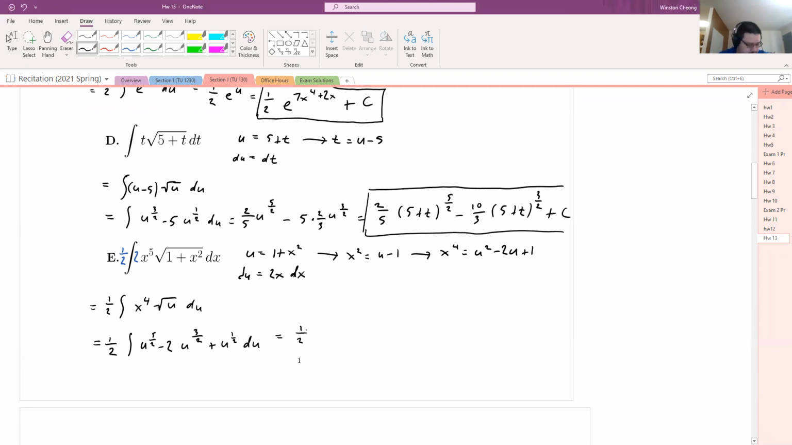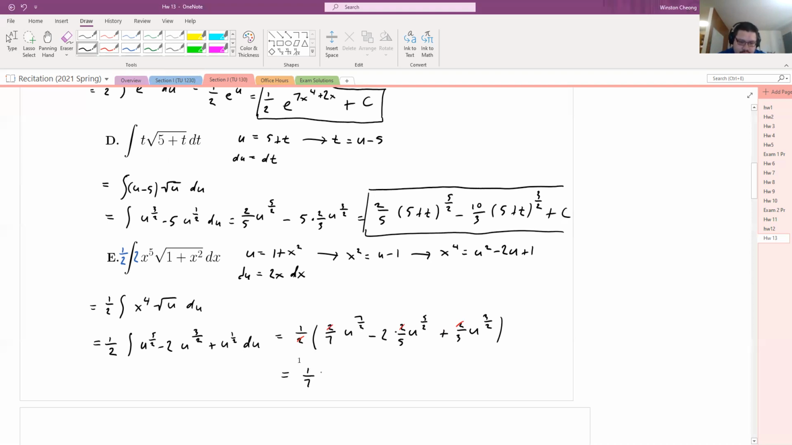Integrate and then back substitute. So integrating, u to the 7 halves, 2 over 7, minus 2u to the 5 halves, 2 over 5, plus u to the 3 halves times 2/3. And we can see there's a cancellation. We can cancel the division by 2 with the 2 in the numerator. And then we can back substitute.